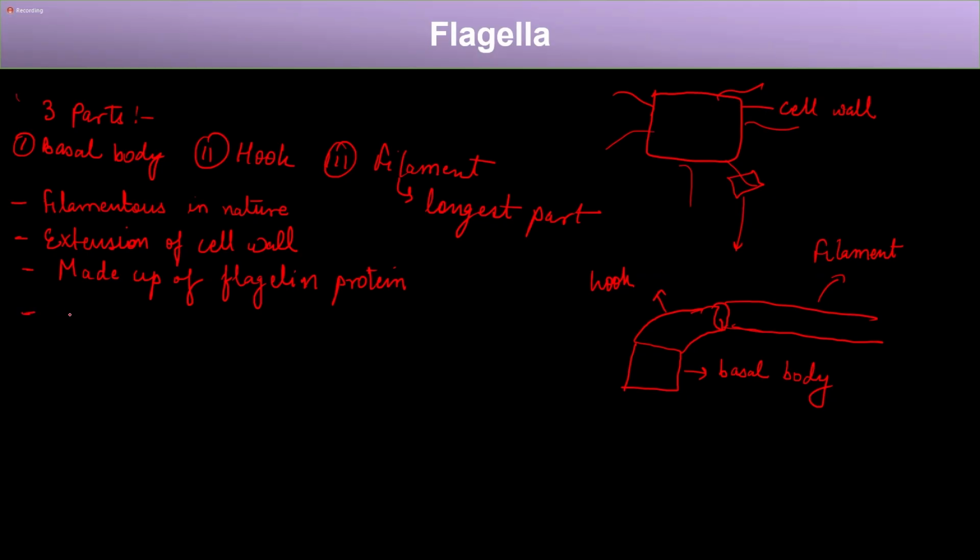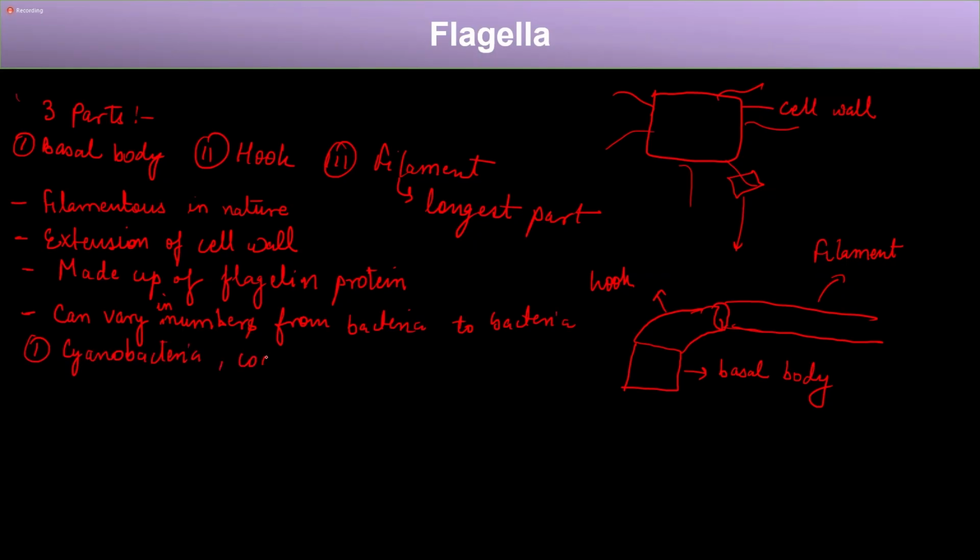And these flagella can be of different numbers. The number of flagella can vary from bacteria to bacteria. For example, if you talk about cyanobacteria, they do not have flagella. If you talk about cocci or coccus, the spherical shaped bacteria, they do not have flagella, or flagella is absent in these bacteria.